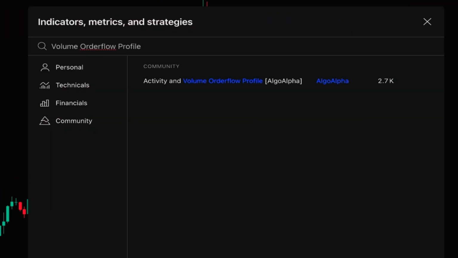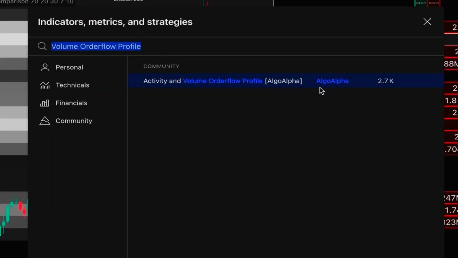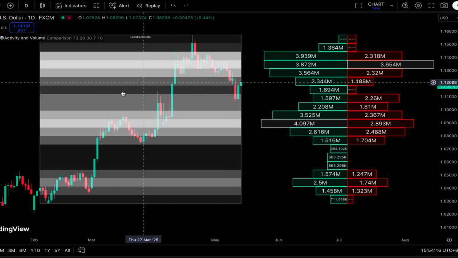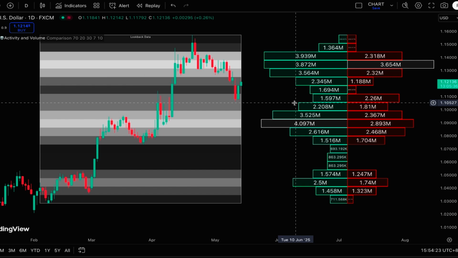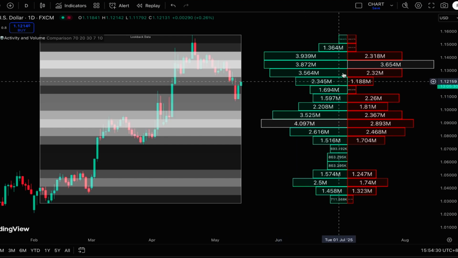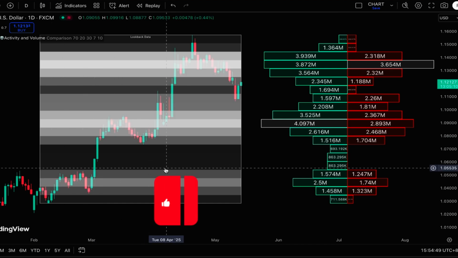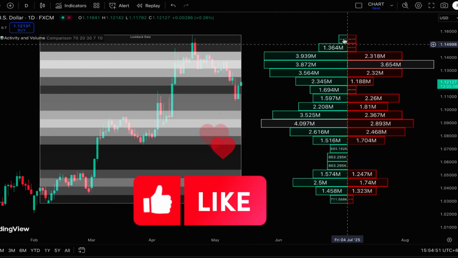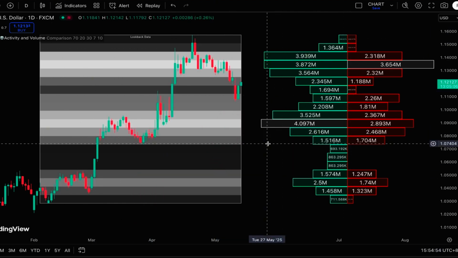Alright, the next indicator is volume order flow profile, this one, which is written by Algo Alpha. Alright, this is the indicator, and as you can see, it is overlaid on the price chart. This indicator is about volume profile and volume order flow. Volume profile is based on the aggregation of volume over specific price ranges, and they are calculated within a given time period. It helps in identifying areas of high activity and low activity on the price chart.